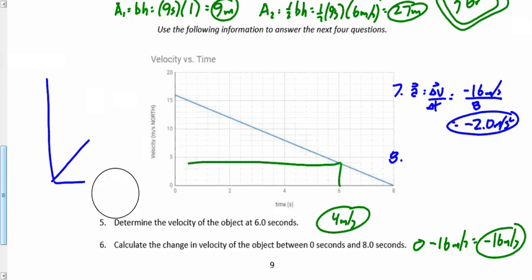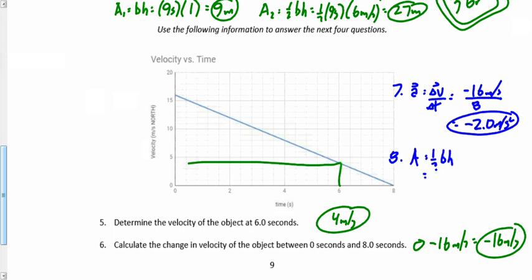The displacement of this one is 1/2 base times height, which is the area, which is 1/2 of 8 seconds is the base, and the height is 16 meters per second. Do you know why we get an area that's in meters here? Look, half times 8 times 16 is 64. Seconds times meters per second, right? Base times height. What's seconds times meters per second? Seconds cancel, and I'm left with meters, 64 meters. So the area is, in fact, displacement.